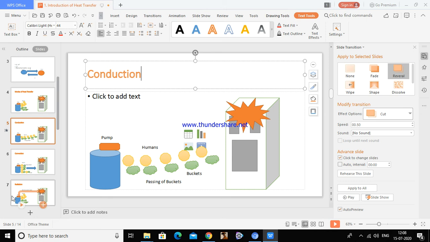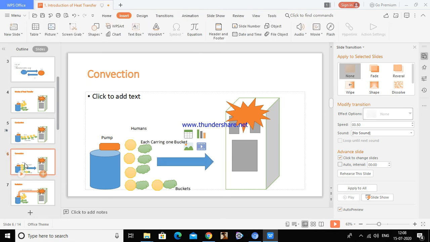Now the second way, in which we provide a bucket for each molecule, each human. What are we doing? We give one bucket to each. So they take that water, move towards the building and throw the water.